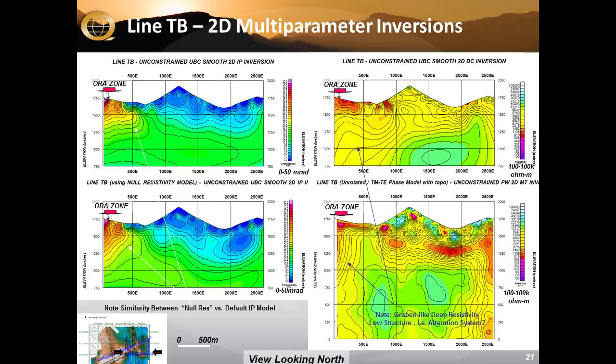Now this is line TB, which again is southeast of line TA, a shorter line, but running in the same direction as TA. Multi-parameter inversions, smooth 2D IP, and then the null resistivity reference model on the bottom. So showing this is a good comparison and confidence in the results.